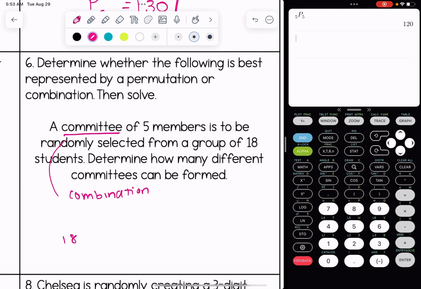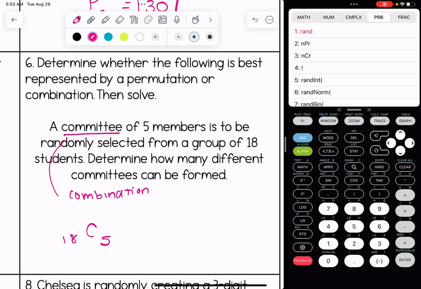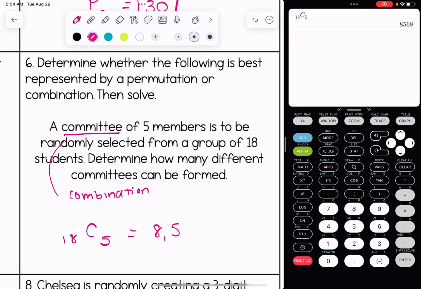So there are 18 students. We need to choose 5 of them. And I'm going to type in 18C5 in my calculator. And I get that there's 8,568 different committees that could be formed.